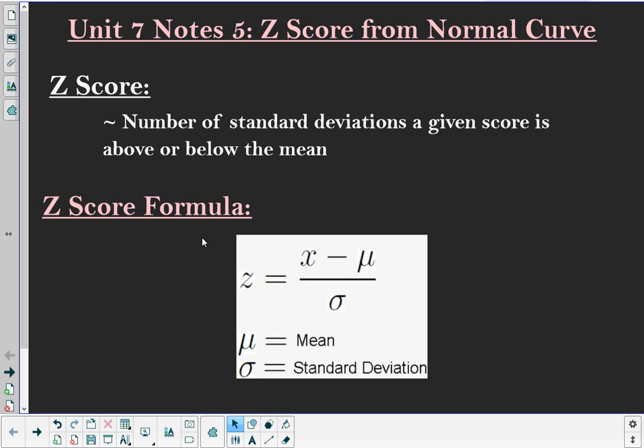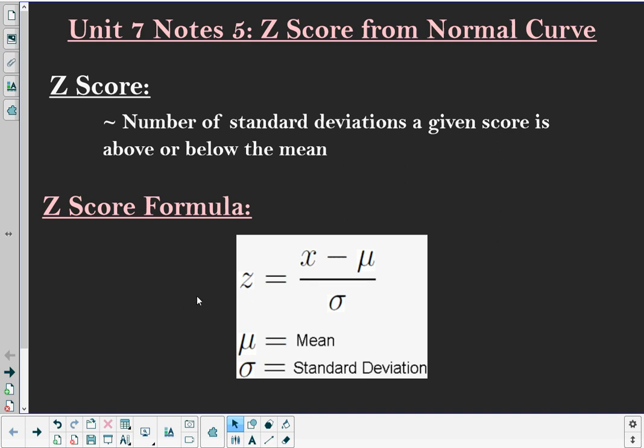Today we're talking about finding the z-score from the normal curve, just doing some more examples of how we calculate that z-score and where it falls on our normal distribution. Remember that the z-score is measuring the number of standard deviations a given score is above or below the mean, and that is the z-score formula that we're going to use.